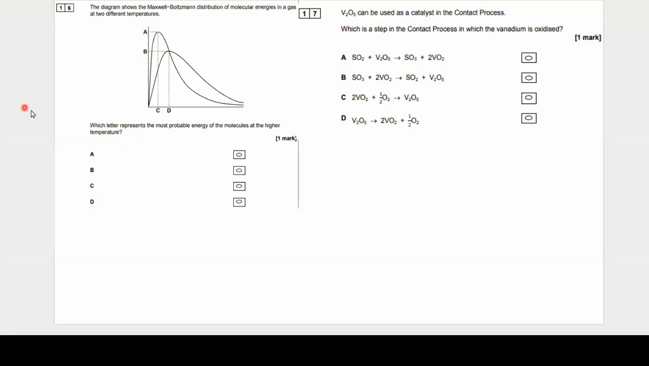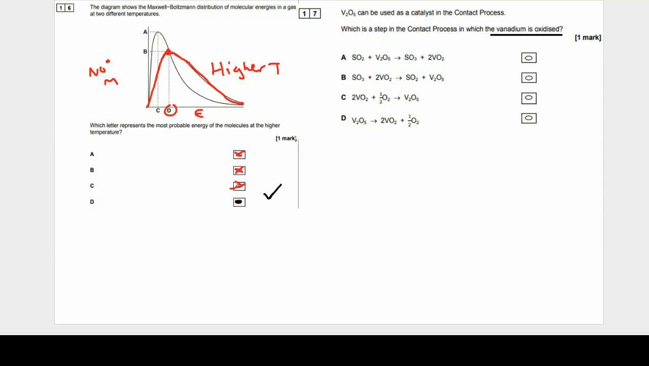The diagram shows the Maxwell-Boltzmann distribution of molecular energies in a gas at 2 different temperatures, and our higher temperature is the one that has shifted to the right, same number of molecules, but we've got a greater proportion with higher energy above the activation energy. And it's asking us, we can cancel out A and B because that would be the colder temperature. C and D are part of the higher temperature, and the answer is going to be D, which is slightly to the right of the highest temperature, and that's the most probable energy.